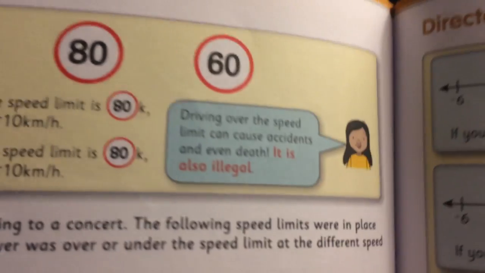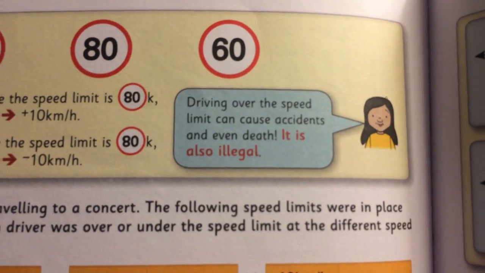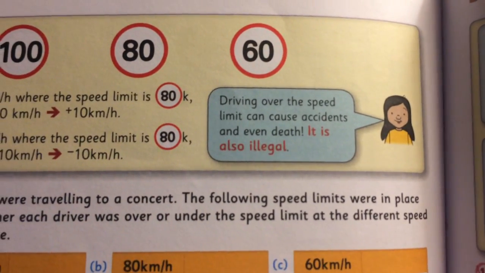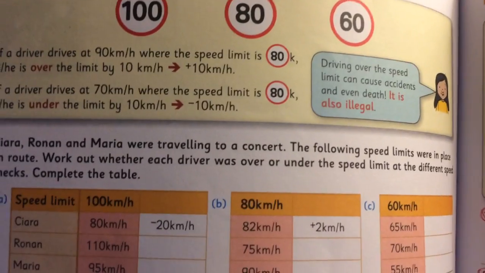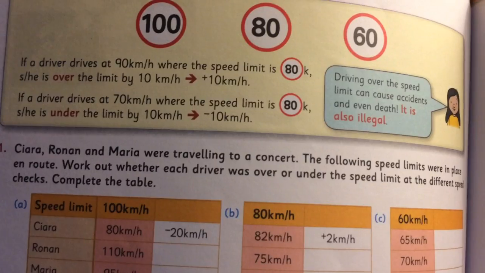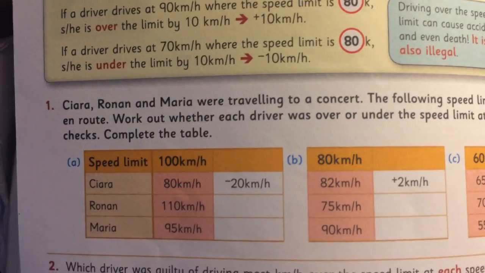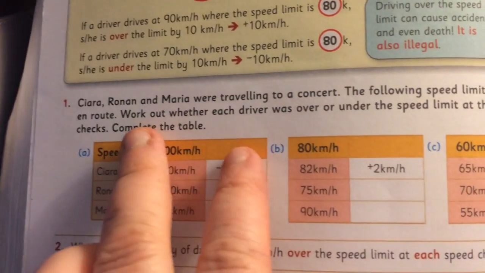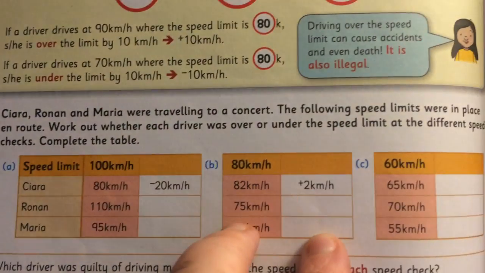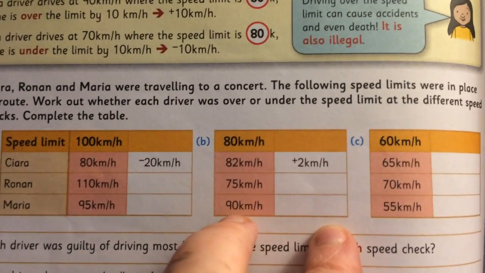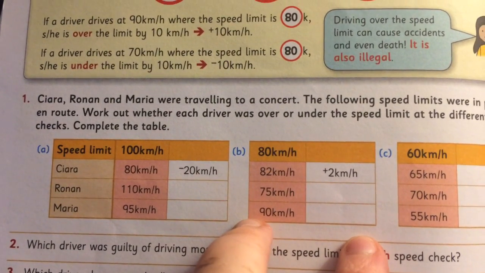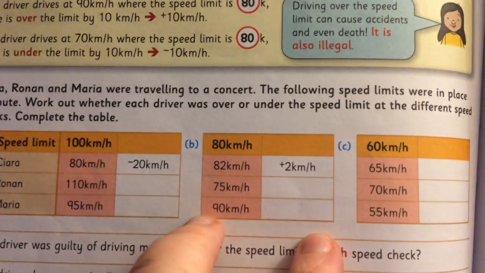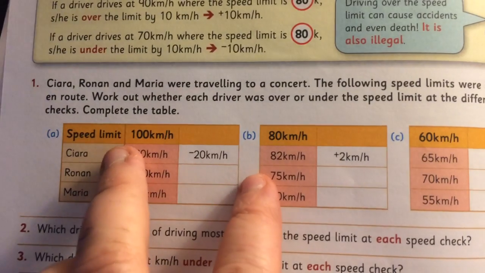It's just saying here, driving over the limit can cause accidents, and even death, and is also illegal. So if you look again here, Kira, Ronan and Maria are travelling to a concert. The following speed limits were in place en route to the concert. Work out whether each driver was over or under the limit at different speed checks.